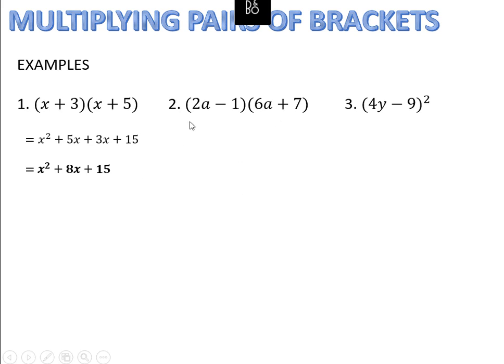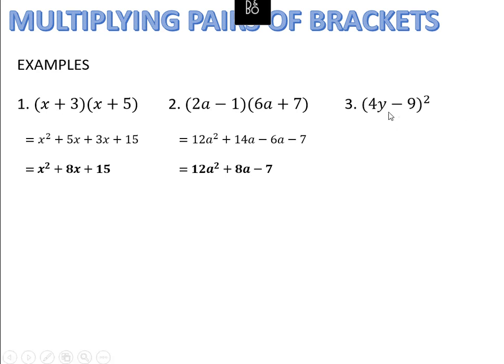Right, so for the second one, same idea. We're going along FOIL. So 2a times 6a: 2 times 6 gives me 12, a times a gives me a squared, so it gives me a total of 12a squared. Then go through the rest of it. The outside terms, 2a times 7 gives me 14a, minus 1 times 6 gives me minus 6a, and then the last terms, minus 1 and 7 gives me minus 7. And again, just simplifying all that together, all I can do is the middle 2 terms, 14a minus 6a is 8a. Just make sure you write everything else as well. 12a squared plus 8a minus 7.